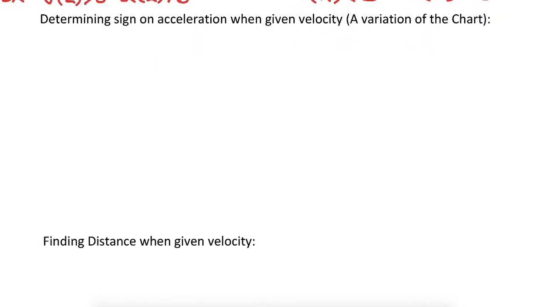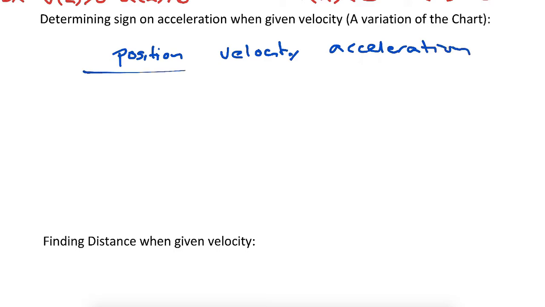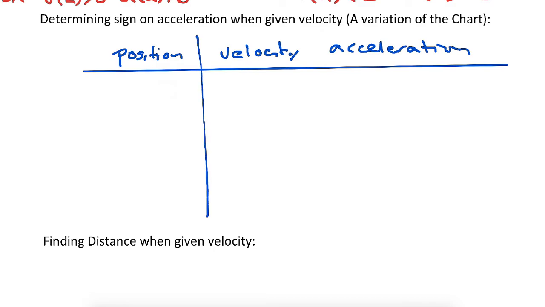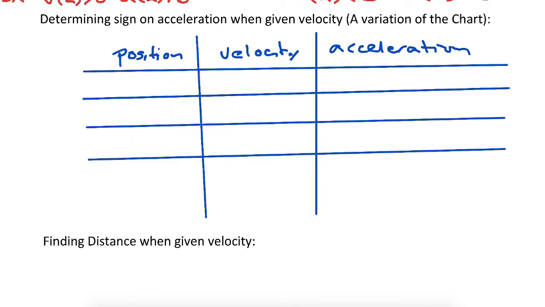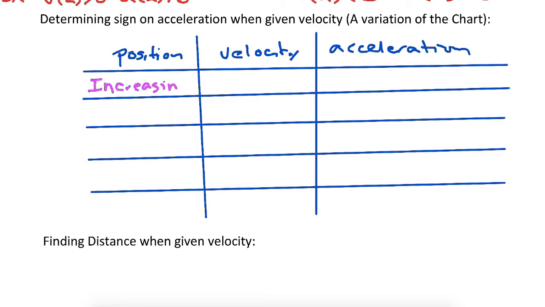Determining the sign on acceleration when given velocity. This is just a variation of the chart. When we think about the chart, we could label it as position, velocity, and then acceleration. And if we make a table just the way we normally do, we can get the same information on some level. There may be a little bit of, well, what would that even mean? But if the position is increasing, then velocity would have to be positive.